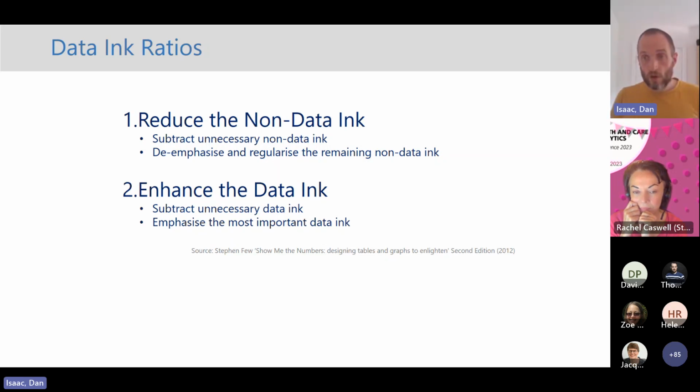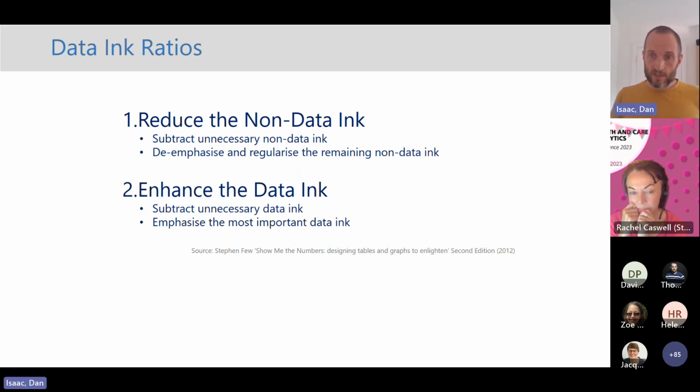Now, when we say reduce the non-data-ink, that doesn't mean get rid of it entirely. It means to get rid of any non-data-ink that isn't actually doing anything useful, and to make sure that any non-data-ink that remains is de-emphasized, regularized, so it doesn't distract from the data itself.